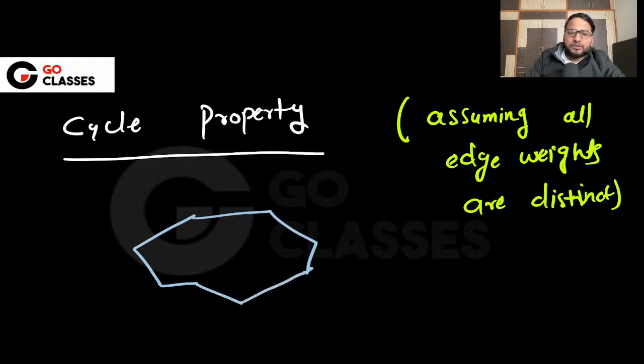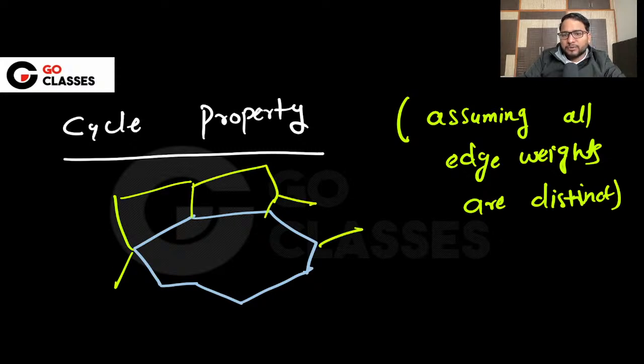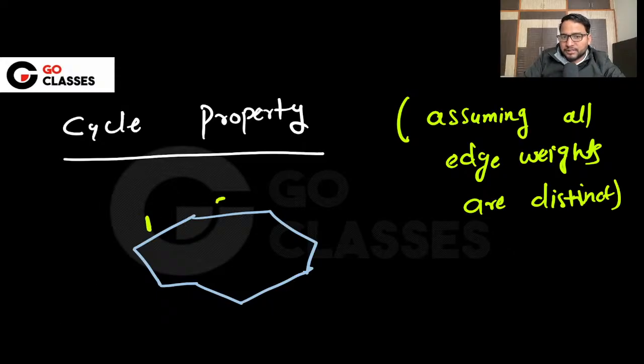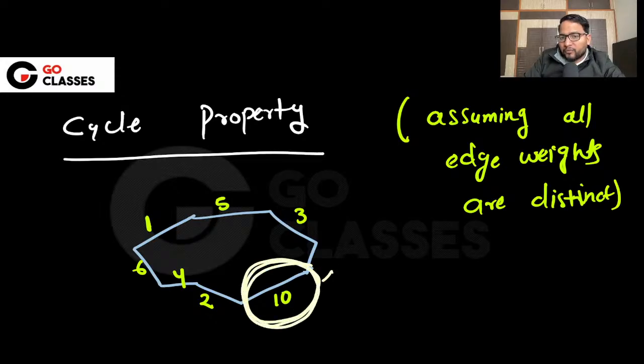So let's suppose this is a cycle. There could be many other vertices and other things happening, but let's suppose this is one of the cycles we have in a graph. Now let's suppose these are the edge weights. This is 1, this is 5, this is 3, this is 10, this is 2, this is 4, this is 6. Then what does the cycle property say? It says that the heaviest edge in the cycle will never be part of the MST.